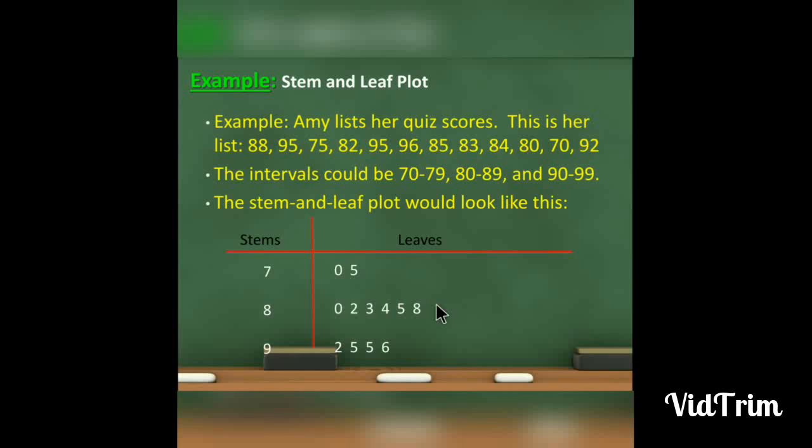Then everything here, the tens place is 7. So this number right here is 0, and we call it 70. This is 75. This is 80. This is 82, and so on. Okay, next.